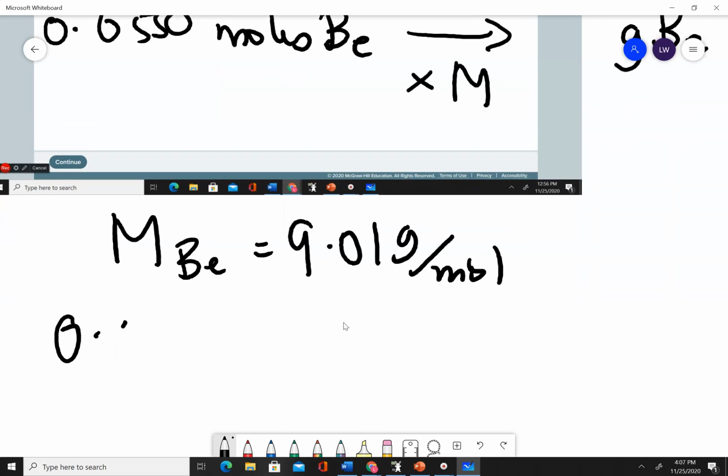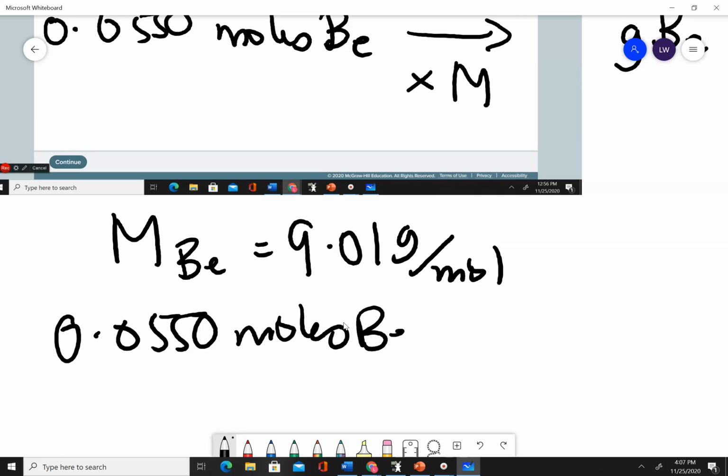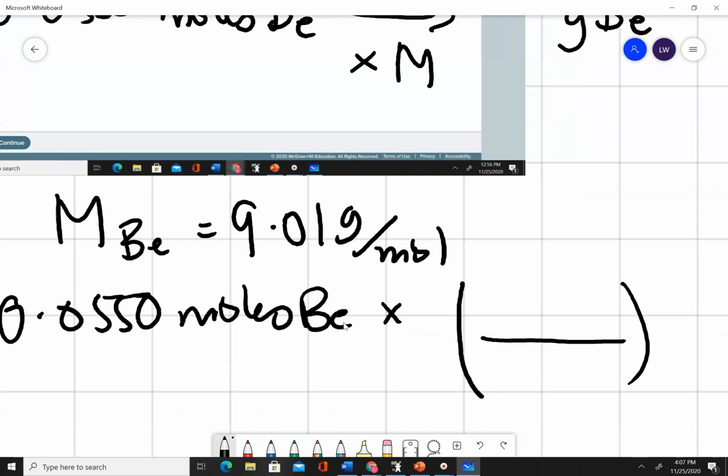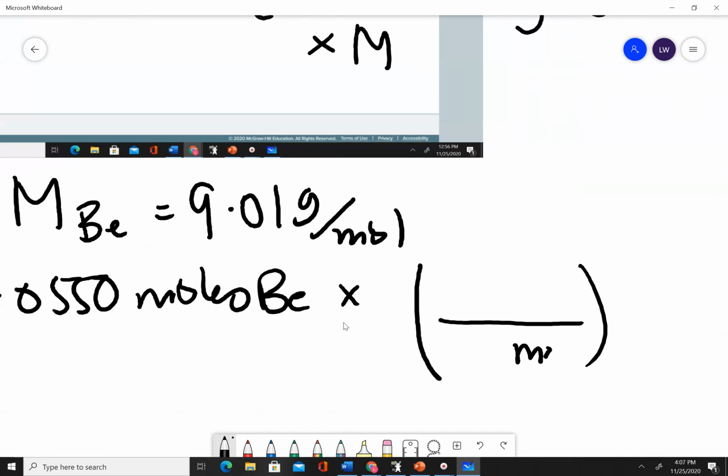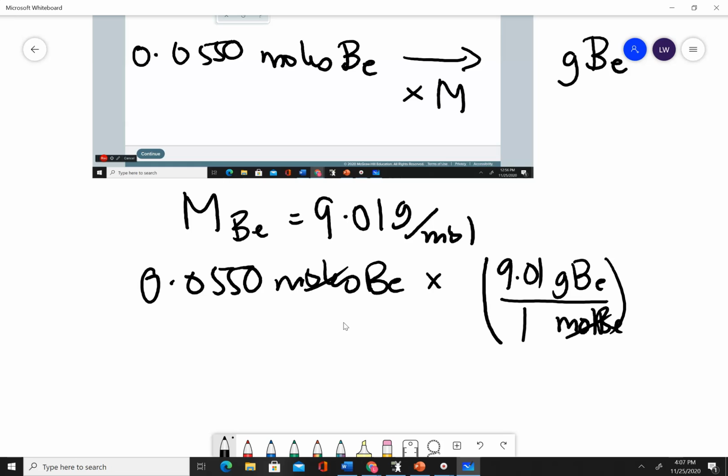And then we get 0.0550 moles of beryllium. You always know what way up to put your conversion factor because you've got to have what you're cancelling on the bottom and what you want on the top. And so we've got 9.01 grams of beryllium for every 1 mole. And there we go. It's just a matter of multiplying those two numbers together.